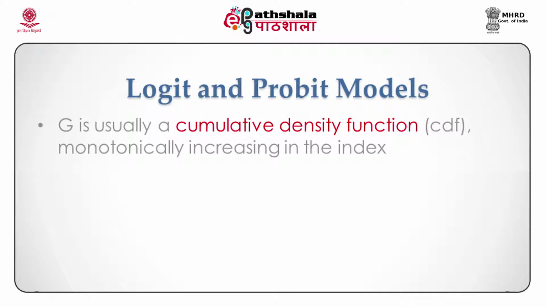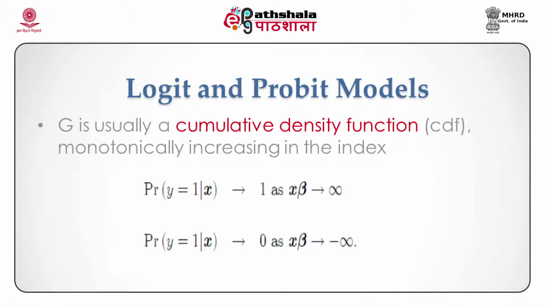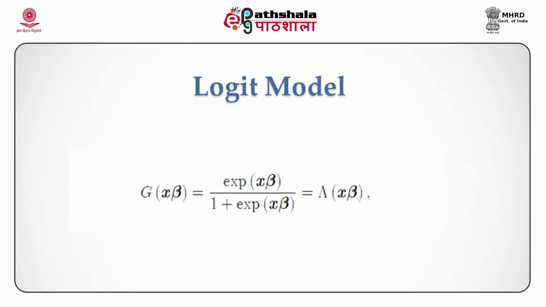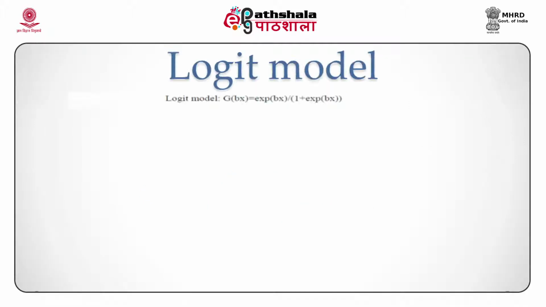It is usually chosen to be a cumulative density function which is monotonically increasing. This guarantees that the probability of y equal to 1 given x will tend to 1 as x beta tends to infinity and tend to 0 as x beta tends to minus infinity. The Logit model arises when we use a logistic CDF. So in this case, G of x beta is equal to e to the power x prime beta divided by 1 plus e to the power x prime beta.